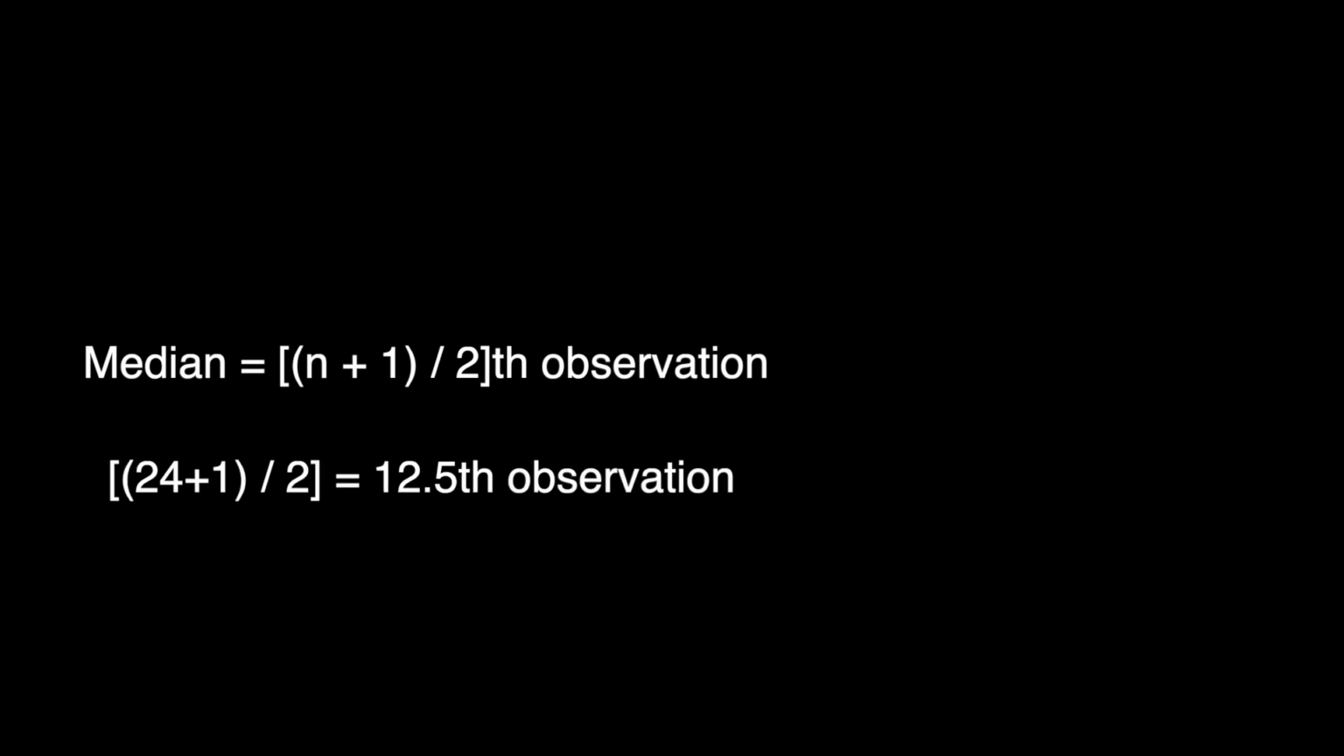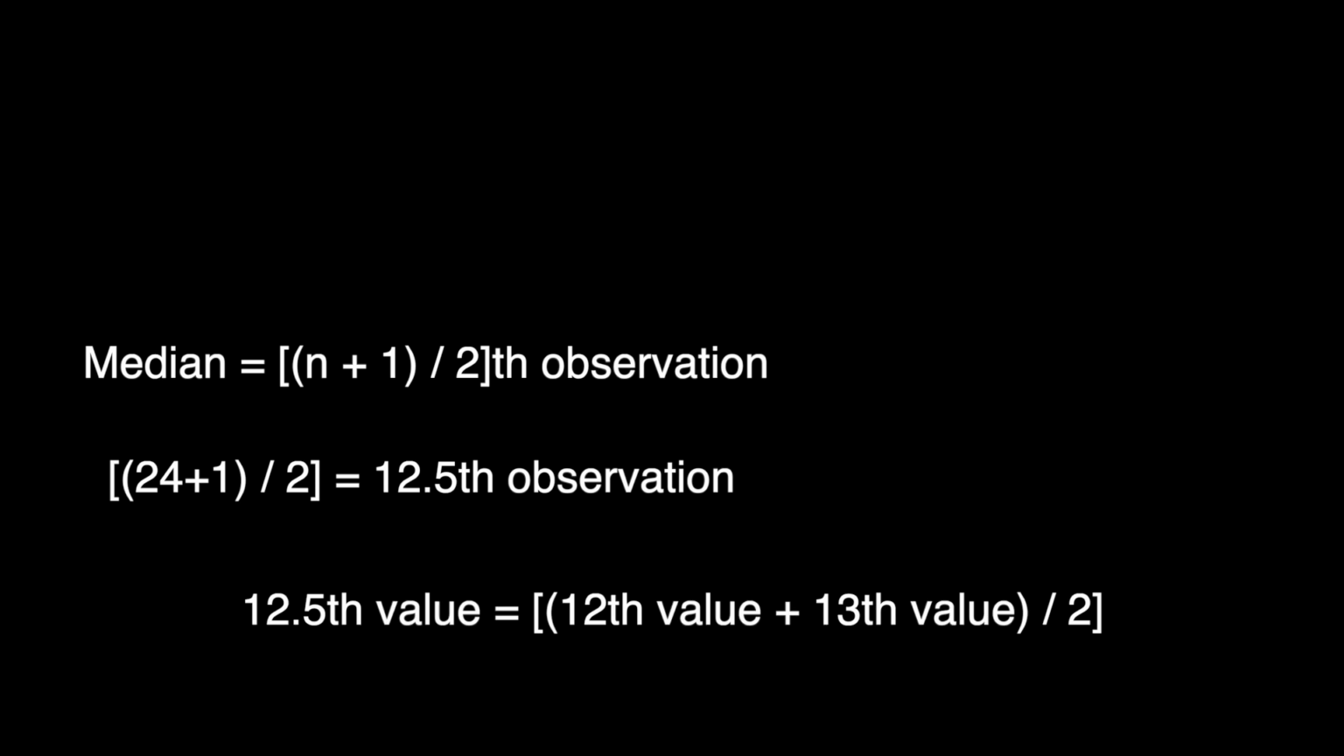Let's suppose we have one less observation in our data here, and we only had 24 cases. We would take 24 plus 1, that gives us 25, and divide by 2. That would give us the median-th observation as 12.5. Since there's no 12.5, we would have to take the observation that occupied the 12th position and the 13th position and average them out. The average of those 12th and 13th positions would give us the 12.5th value for the median.